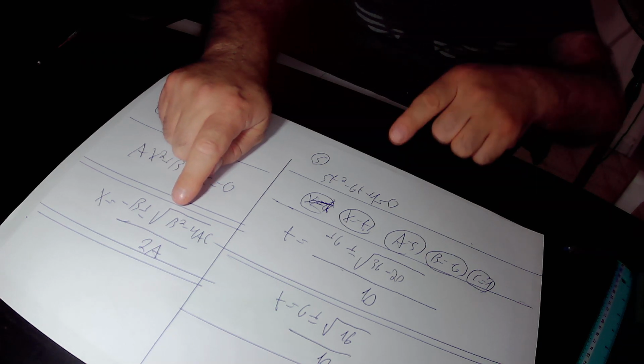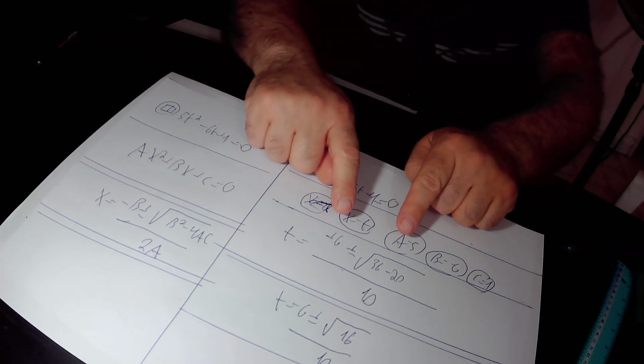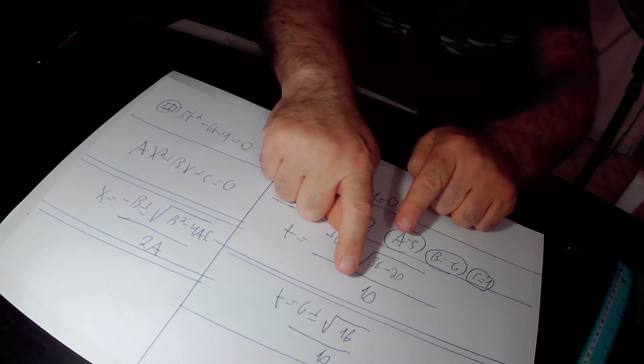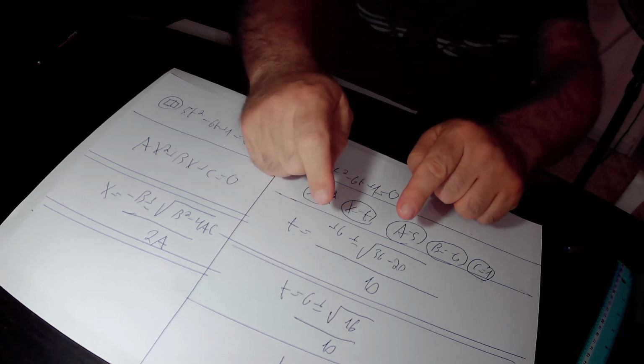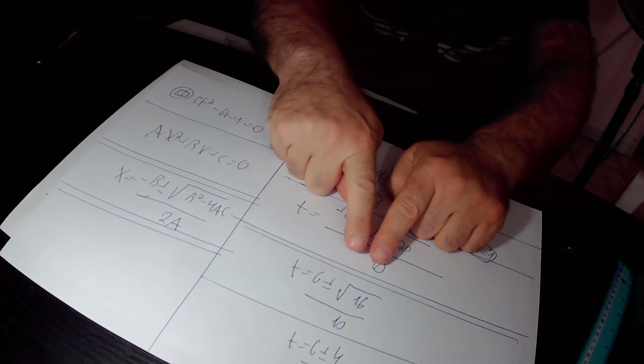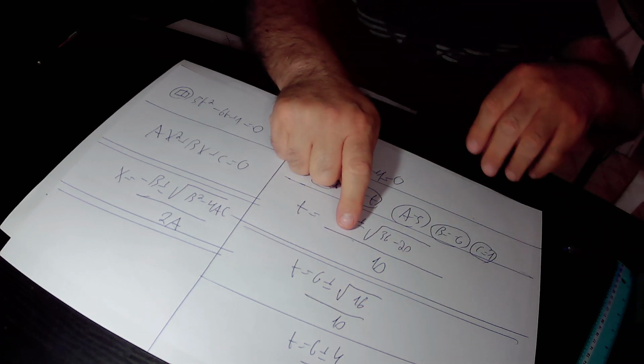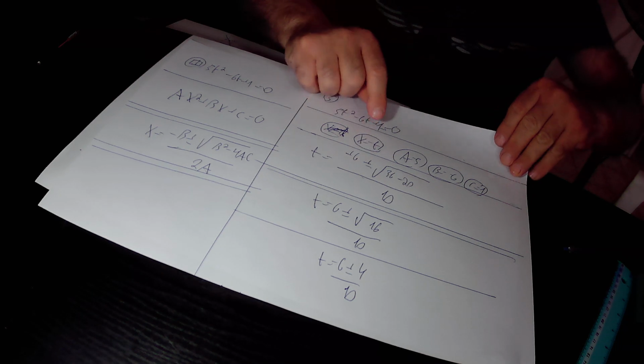So we found out that t equals 6 plus minus, inside the root we have 36 minus 20. 36 minus 20 is 16, divided by 10. So t equals 6 plus minus the square root of 16, which is 4, divided by 10. So here we have two possible solutions for t.